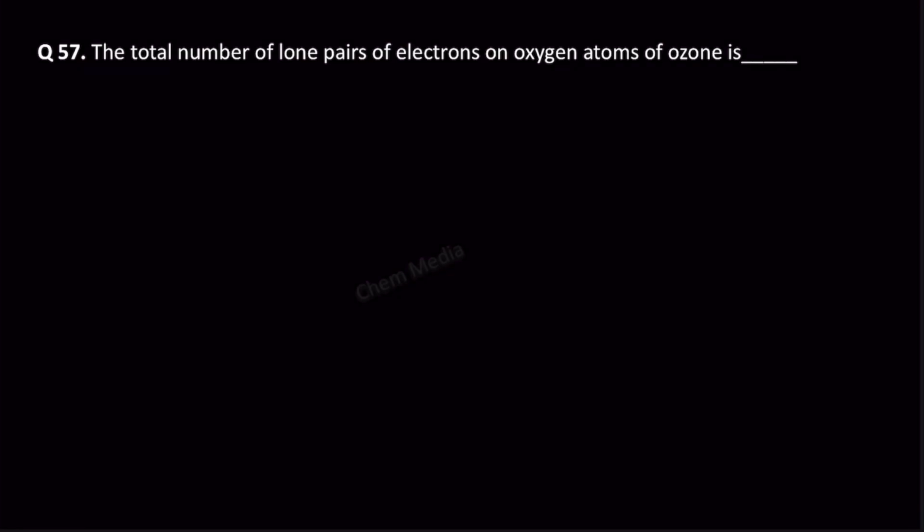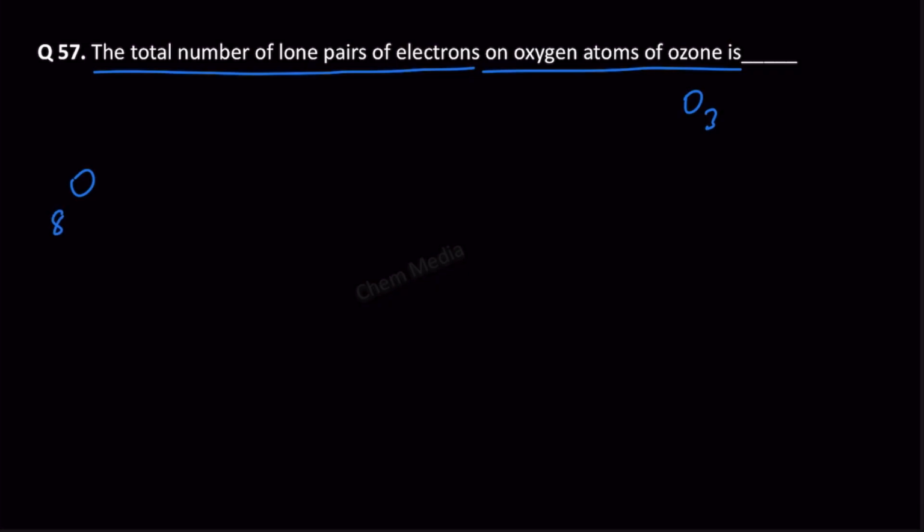Hello everyone, here's a question based on chemical bonding. What is the total number of lone pairs of electrons on oxygen atoms of ozone? The molecular formula for ozone is O3. We have 3 oxygen atoms.